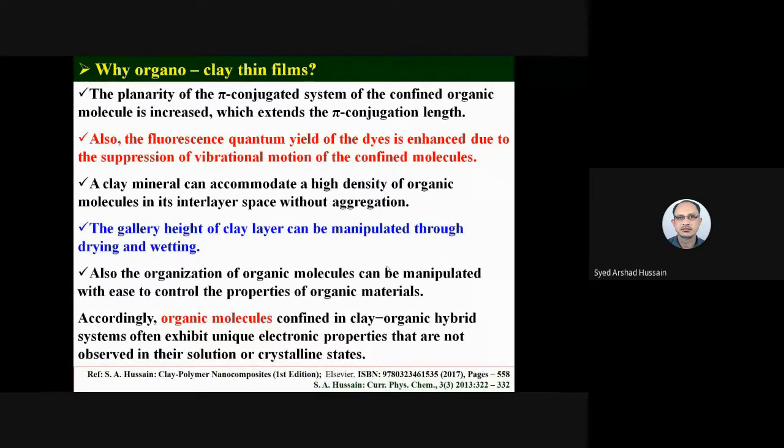Why? Because when you incorporate your organic material within the clay system, it suppresses the vibrational motion of the confined molecule. Due to these two changes in the material, one can have interesting optoelectronic behavior of the organic material incorporated within the clay system.